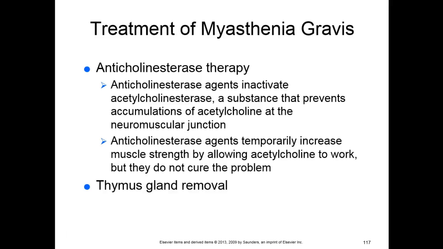Two drugs that are commonly used as anticholinesterase agents are neostigmine and pyridostigmine, otherwise known as mestinon. Pyridostigmine is more commonly used because it can be taken orally. Corticosteroids and immunosuppressant drugs may also be used to suppress the immune response. Another treatment is to remove the thymus gland to decrease the antibody production.